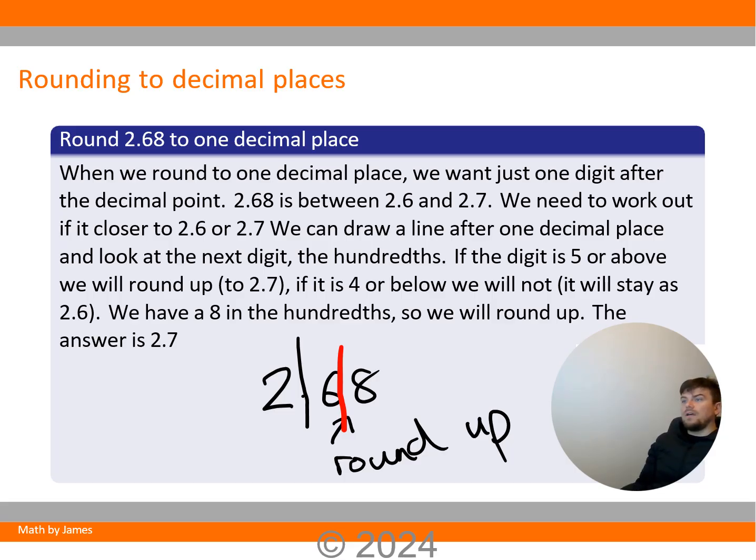If the digit is 5 or above, we round up. If it's 4 or below, we round down. So here, this is 8, so we round up here. Any trouble with that, please don't hesitate to reach out. So with the decimal place, we know it's 2.68, and we draw our line here, and we round that up. So always draw the line to how many decimal places.